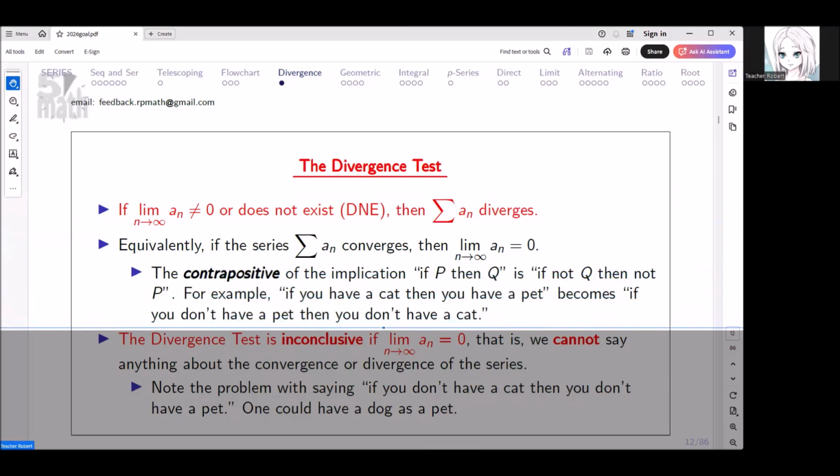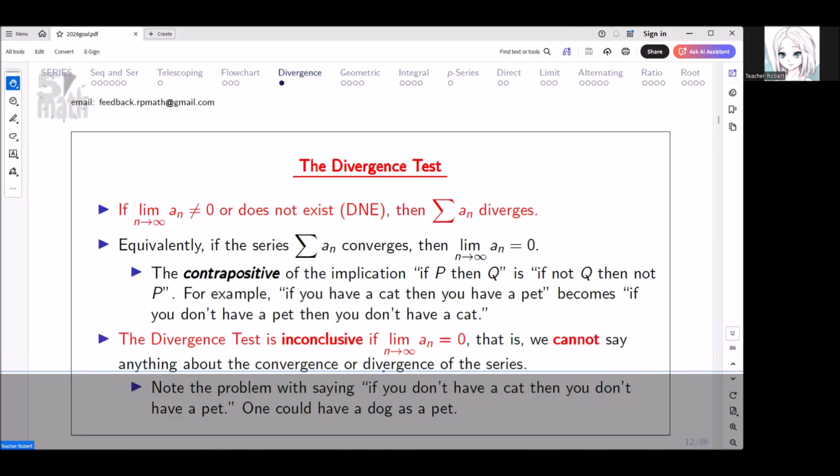The contrapositive of the implication, if P then Q, is if not Q, then not P. For example, if you have a cat, then you have a pet, becomes if you don't have a pet, then you don't have a cat.